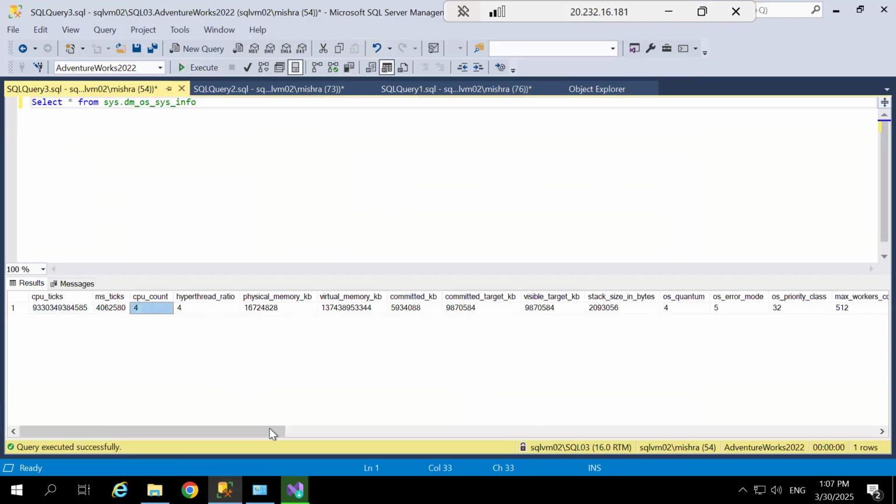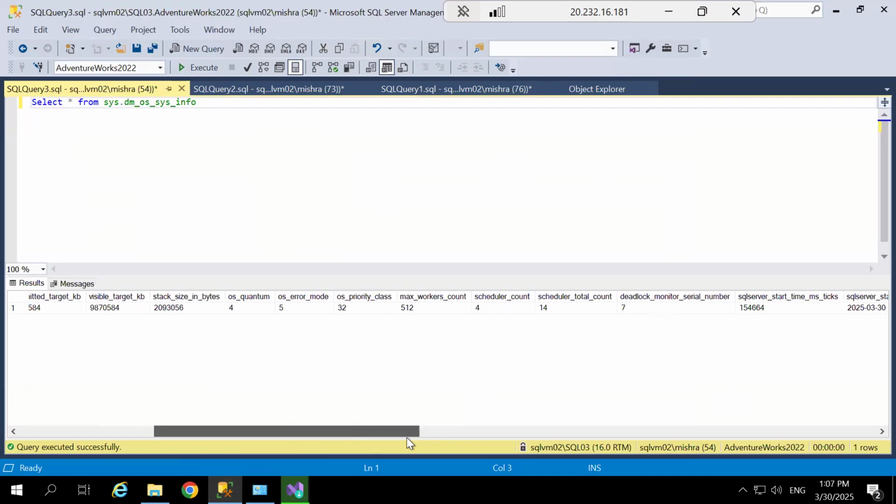So CPU count is 4 on VM level, and for that now 4 schedulers you have, right? For 4 schedulers, how many workers you have? You see here, max worker count. It is 512, right? There are 2, 3 things that you have to understand from the worker concept.